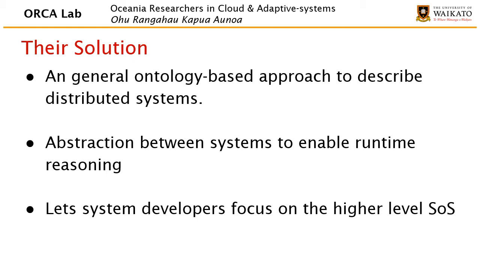So the key points about the solution is that they provide a general ontology-based approach to describe distributed systems. The collection of systems and how they relate to each other is described in the architecture that they have proposed. And as I mentioned before, there's abstraction between the systems within that system of systems, and this is really important because that abstraction needs to exist in order for there to be reasoning between the systems at runtime.